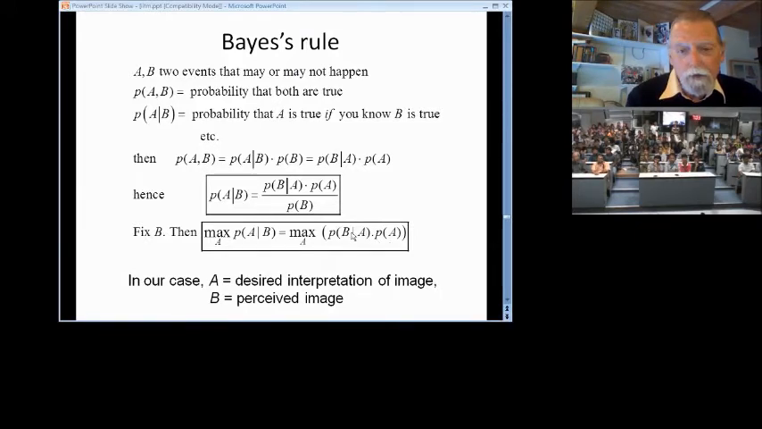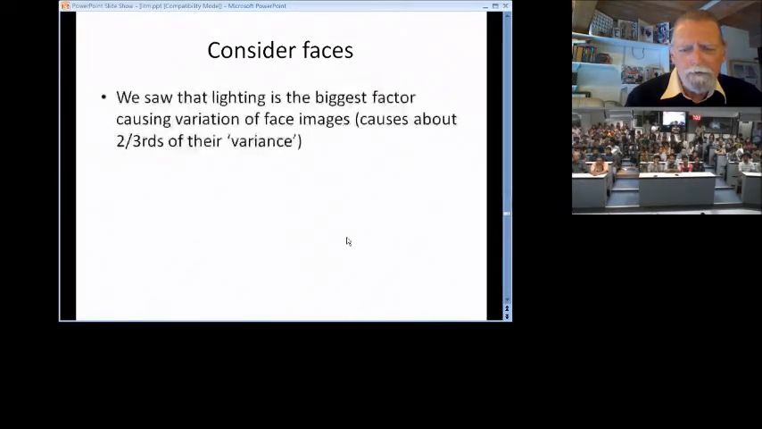And then this is a so-called imaging model. If A is a cat, what do images of a cat look like? And so you have to develop a model of what a cat will look like in all possible pictures. Not an easy task. Okay, but in any case, this is the fundamental starting point. So in the case of faces, we saw that lighting was the big obstacle in interpreting it. In fact, it causes two-thirds of the variance. If you treat that image as a function, and you treat many functions of different faces in different lighting conditions, you find that two-thirds of the variance of these faces is caused by the variability of the lighting.